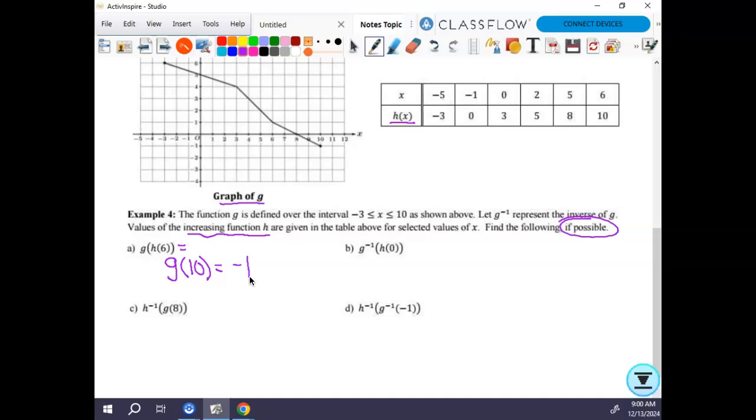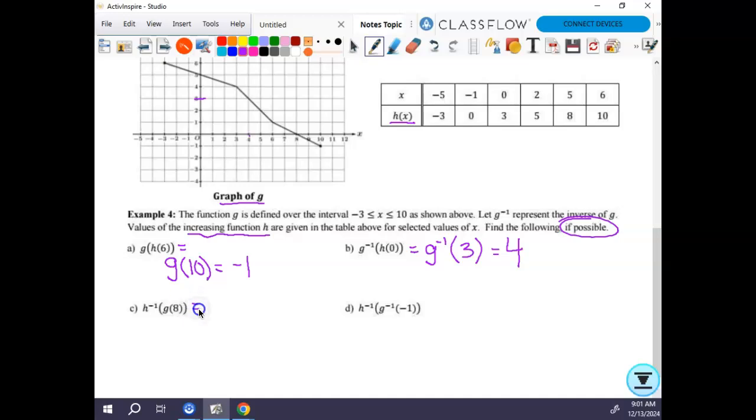All right, so then I want g inverse of h of 0. So g inverse, what is h of 0? 3. h of 0 is 3. And then what is g inverse of 3? 4. Good, because that came over here, and that's 4. Any questions about that?